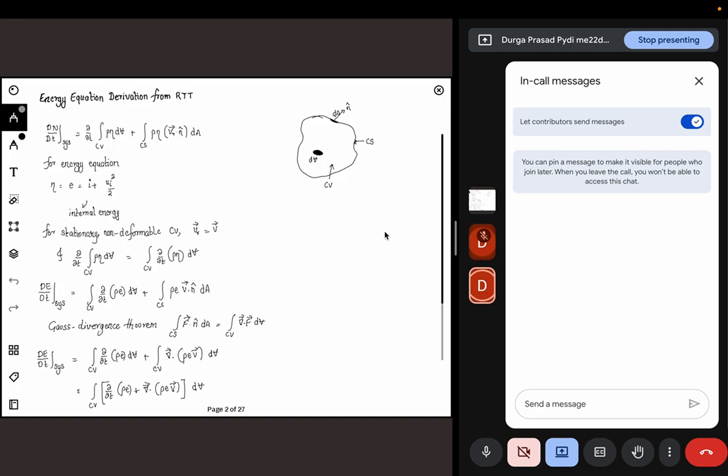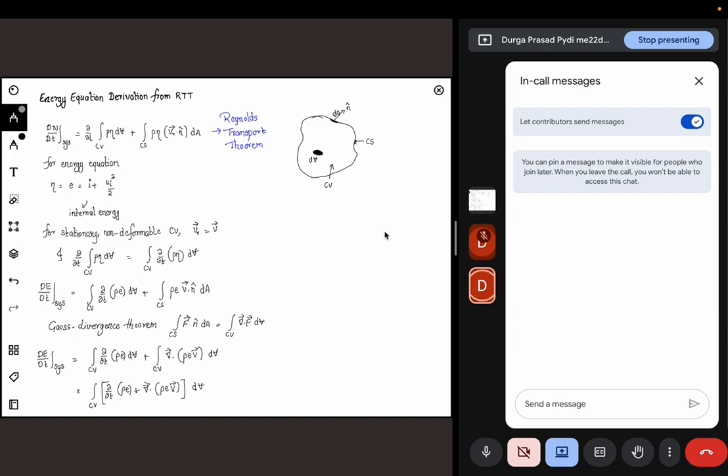So the first concept here is the derivation of the energy equation using Reynolds transport theorem. As you might already be familiar with the Reynolds transport theorem, it states that the rate of change of any property, where N is an extensive property, in a system equals the rate of change within the CV and whatever is coming in and going out.